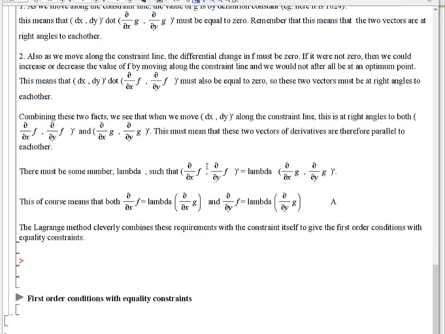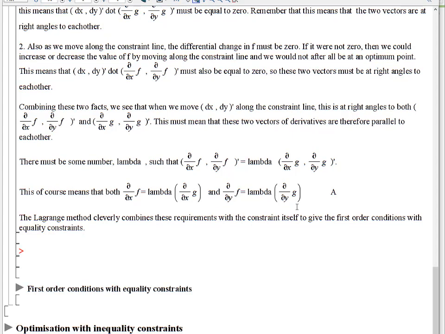So if one vector is parallel to another vector, then the second vector must be a multiple of the first vector. And we usually have it this way around, so that the function's vector of partial derivatives must be some constant, which we call lambda traditionally. Lambda is a Greek letter, a constant times the partial derivative vector of the constraint function. In other words, the x derivative of the function must be lambda times the x derivative of the constraint, and the y derivative of the function is lambda times the y derivative of the constraint.